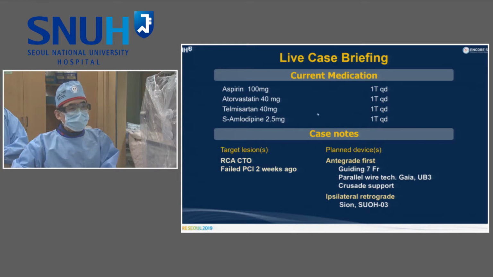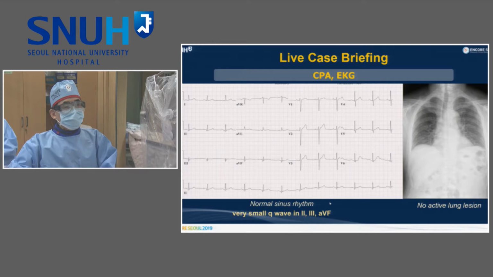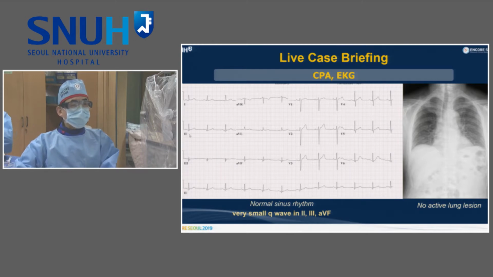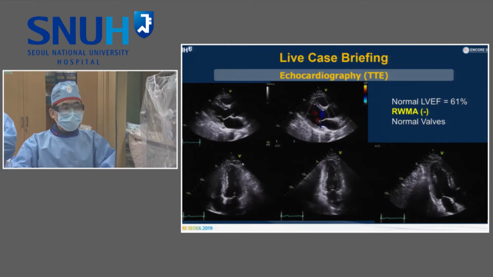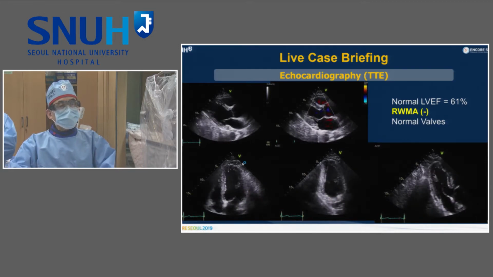He is on medication, and the target is the proximal to mid-RCA CTO, which failed 2 weeks ago. The plan is antegrade, ipsilateral retrograde, using these kinds of wires. The EKG shows a very small Q in the inferior lead. Thus, this RCA CTO would be viable myocardium. The echocardiogram shows normal contractility, no wall motion abnormality.